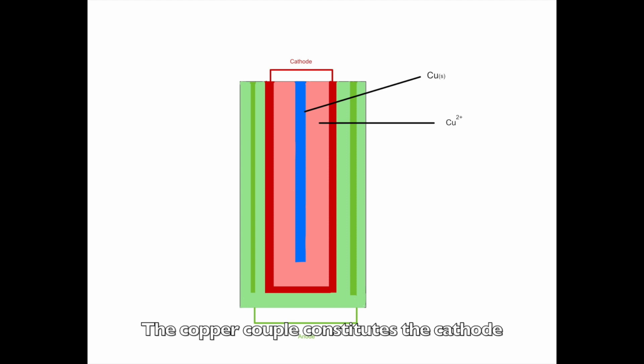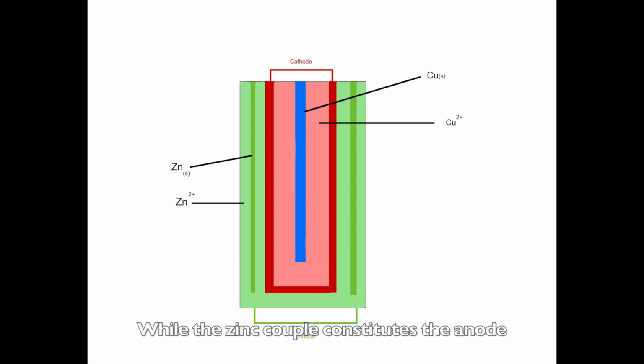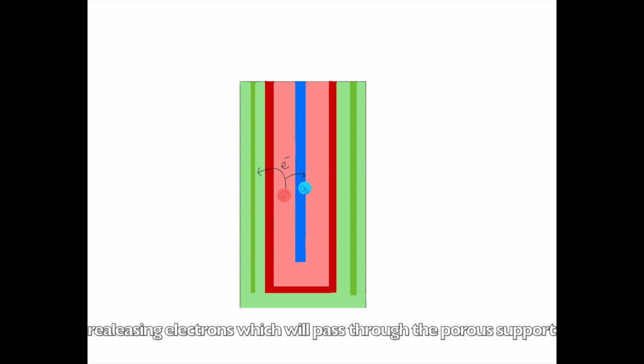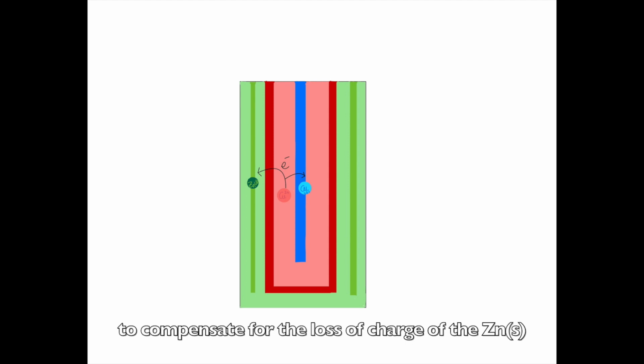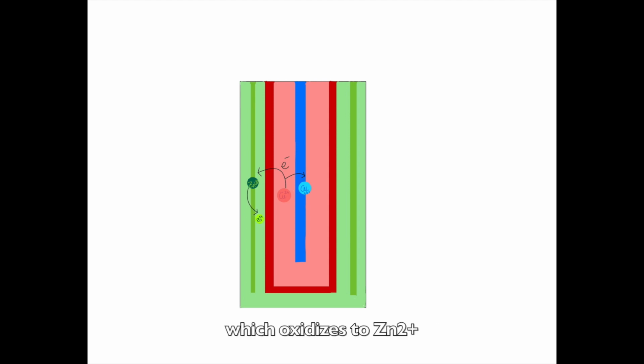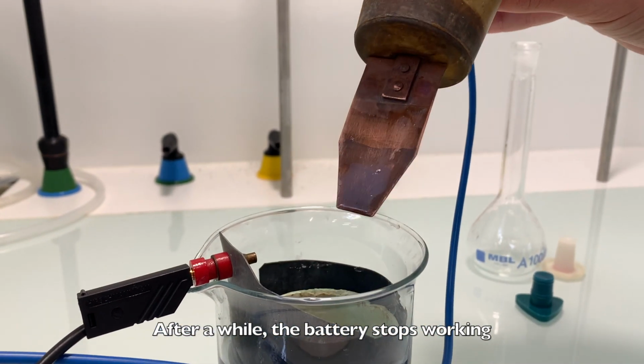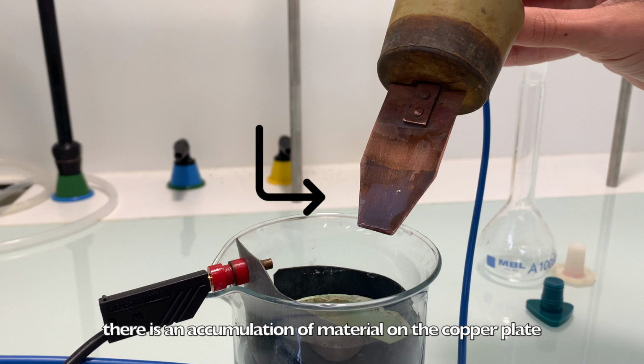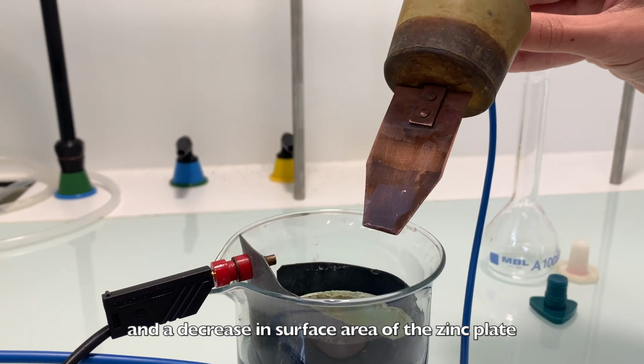The copper couple constitutes the cathode while the zinc couple constitutes the anode. Once the battery is running, the Cu2+ is reduced to Cu, and electrons released by the zinc pass through the porous support to compensate for the loss of charge of the Zn, which oxidizes to Zn2+. After a while, the battery stops working. There is an accumulation of material on the copper plate and a decrease in surface area of the zinc plate.